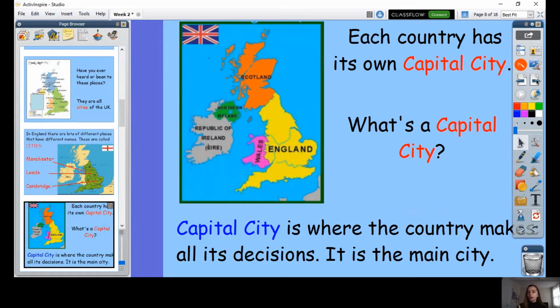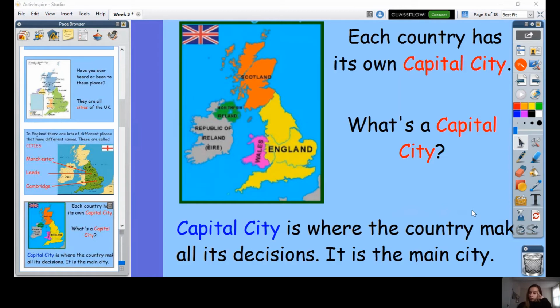So England has one capital city, Scotland has one capital city, Wales has one capital city, and Northern Ireland has one capital city. And a capital city is where the country makes all its decisions, really important decisions, such as in government, where they make all the rules and all the laws and they vote on them. So it's somewhere where really important decisions are made, and there's only one in each country. You have lots of cities in each country. So for example, in England, you have Manchester, Liverpool, you have Cambridge, but you only have one capital city.